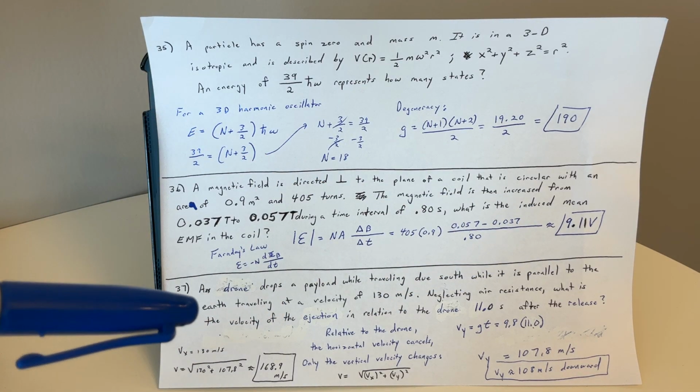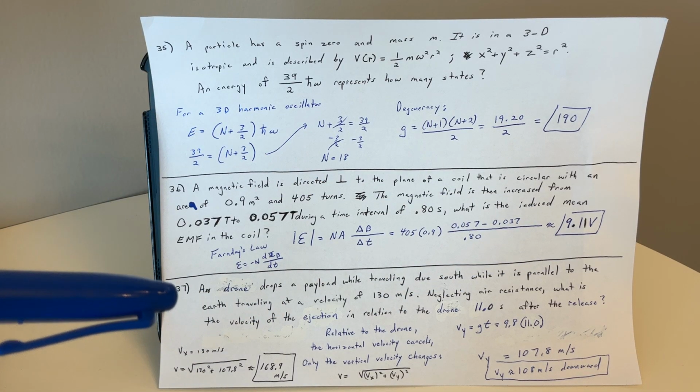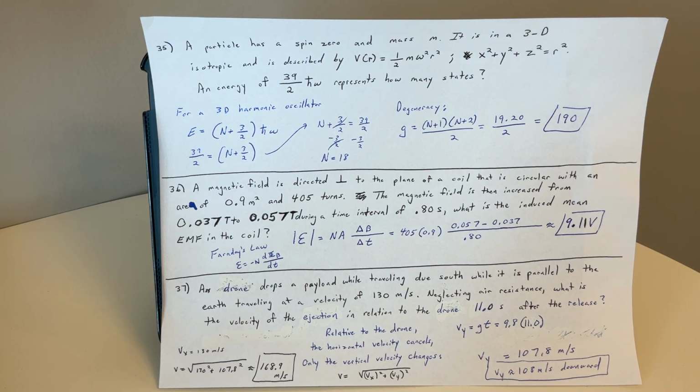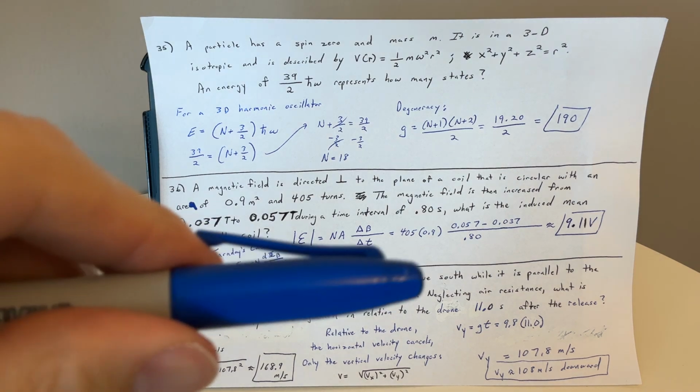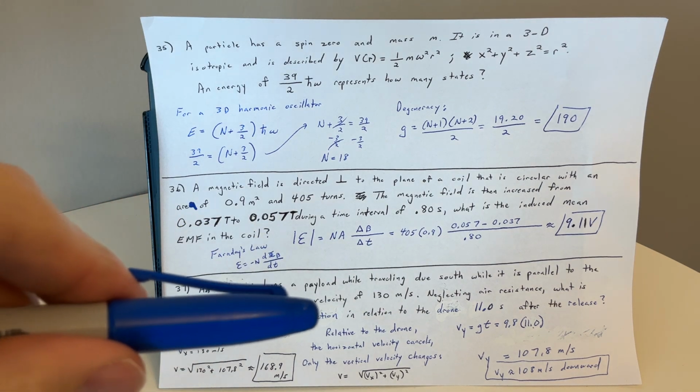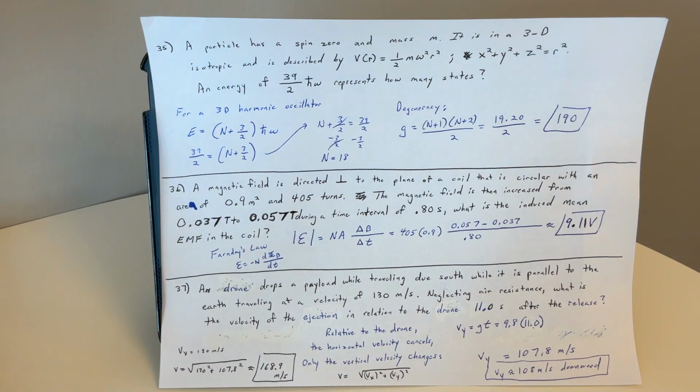And number 37, a drone drops a payload while traveling due south, parallel to the Earth, at a velocity of 130 meters per second, neglecting air resistance. What is the velocity of the payload in relation to the drone 11.0 seconds after the release?